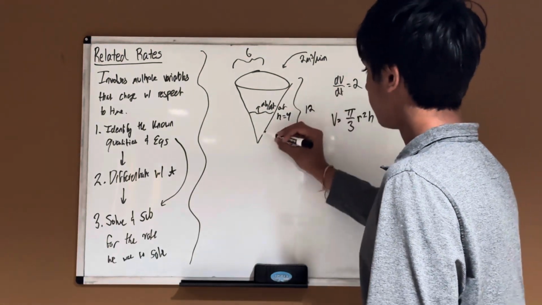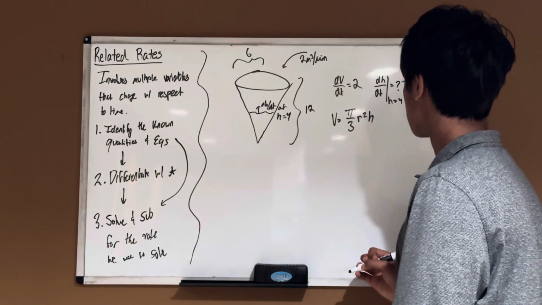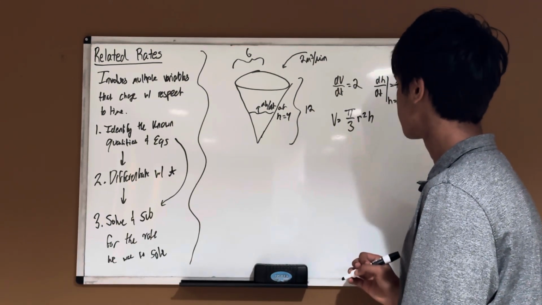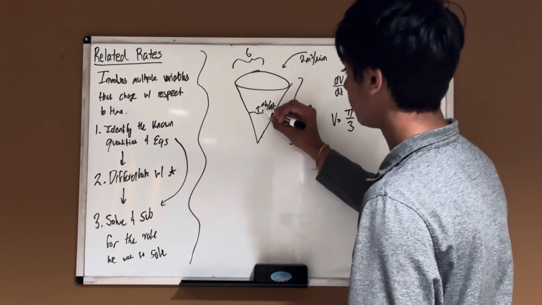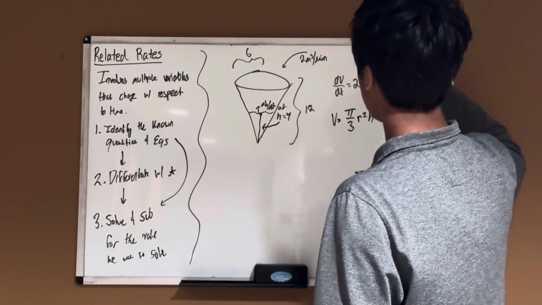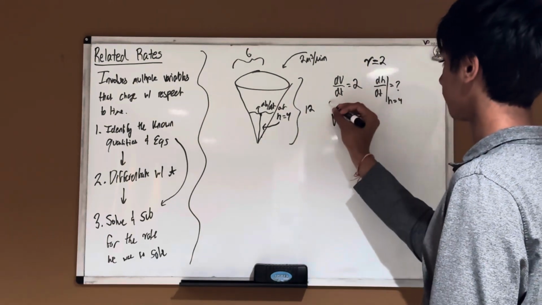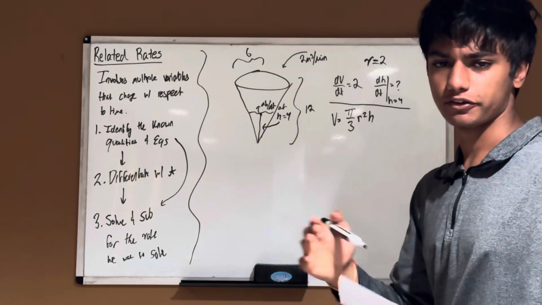So, okay, we have that. And also we know one more thing. We know that if the height is 4, right, we know the radius has to be 2 at that point. So we know that too. Great, so these are all the quantities we know. Let's try differentiating this, see what happens.